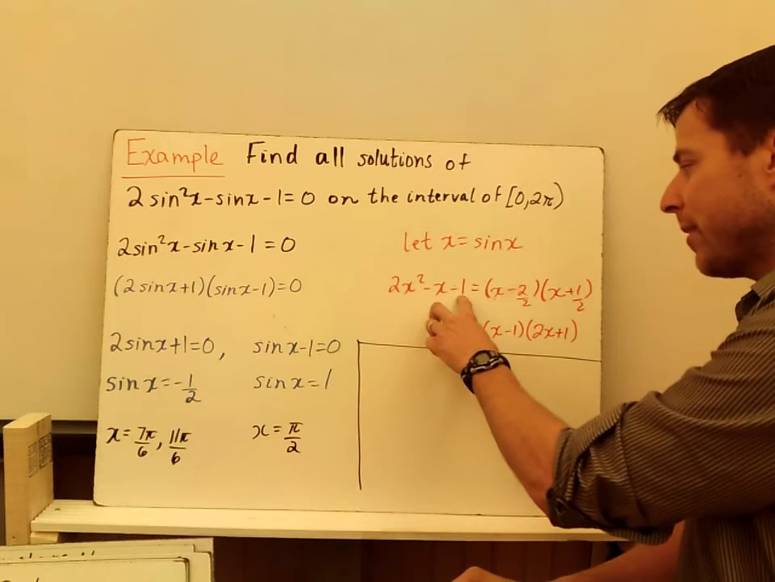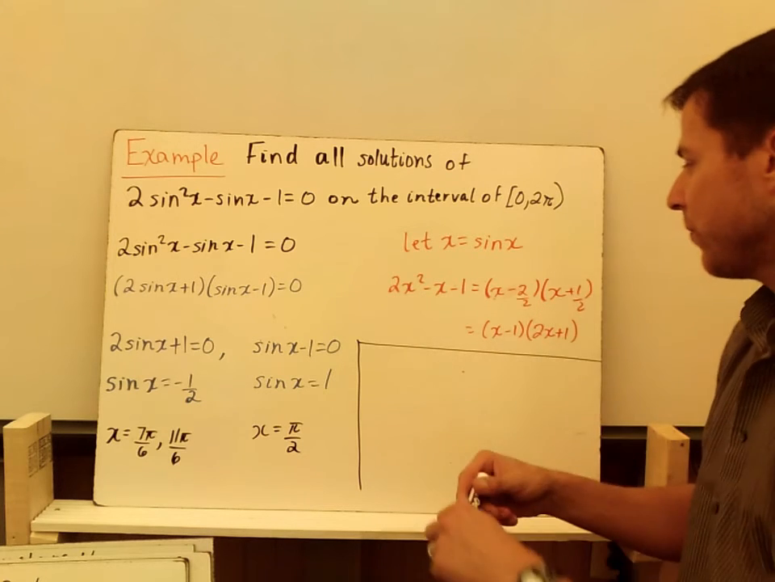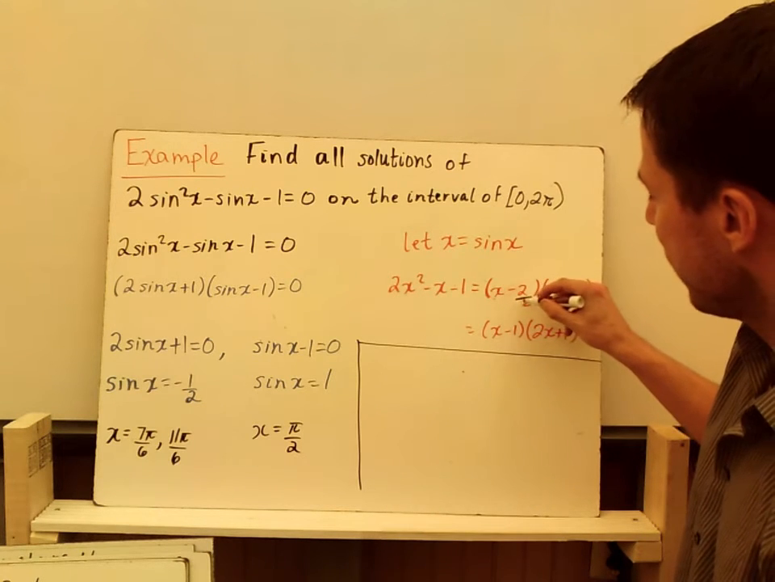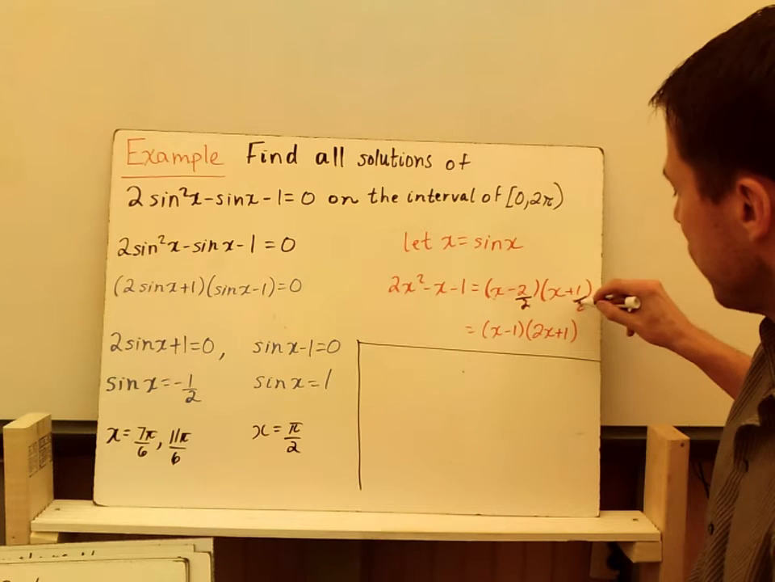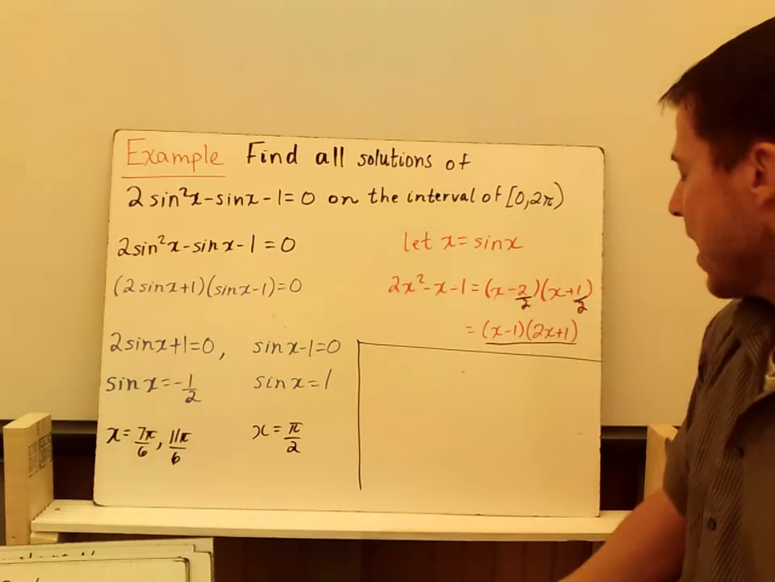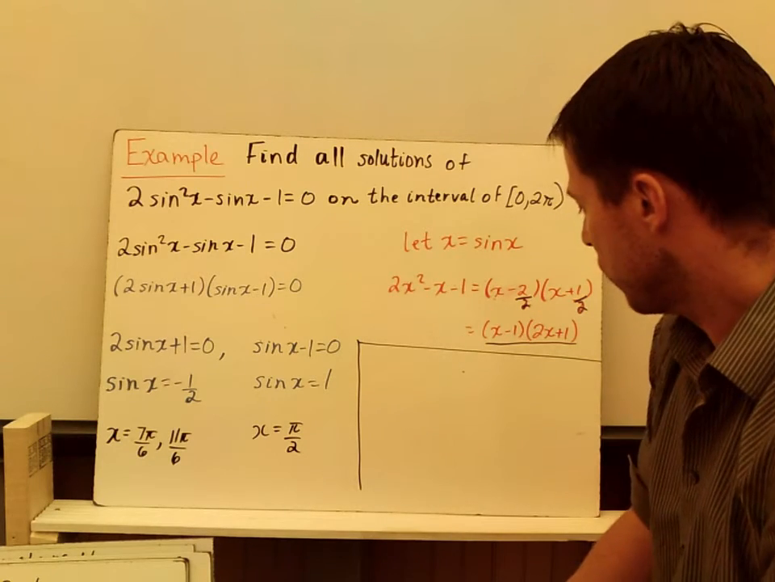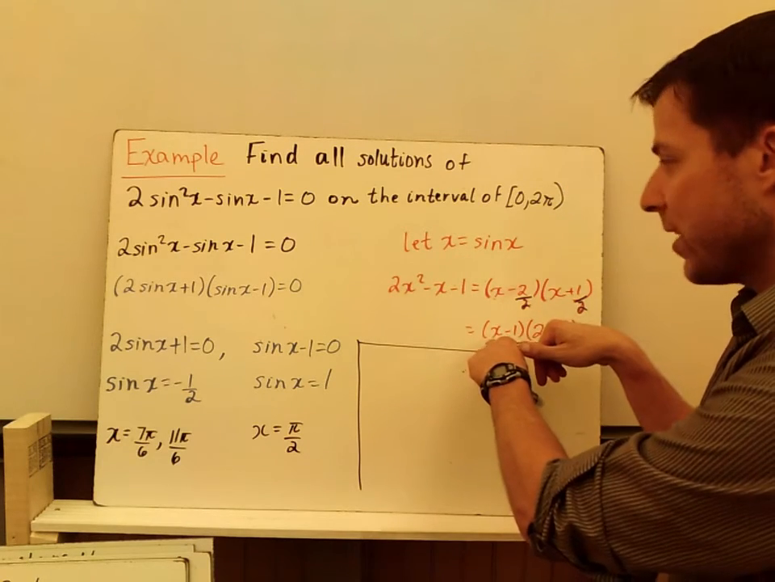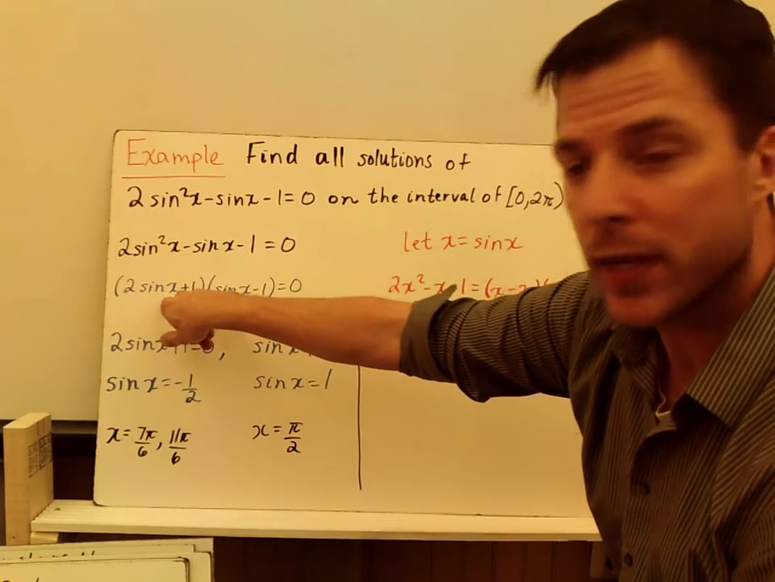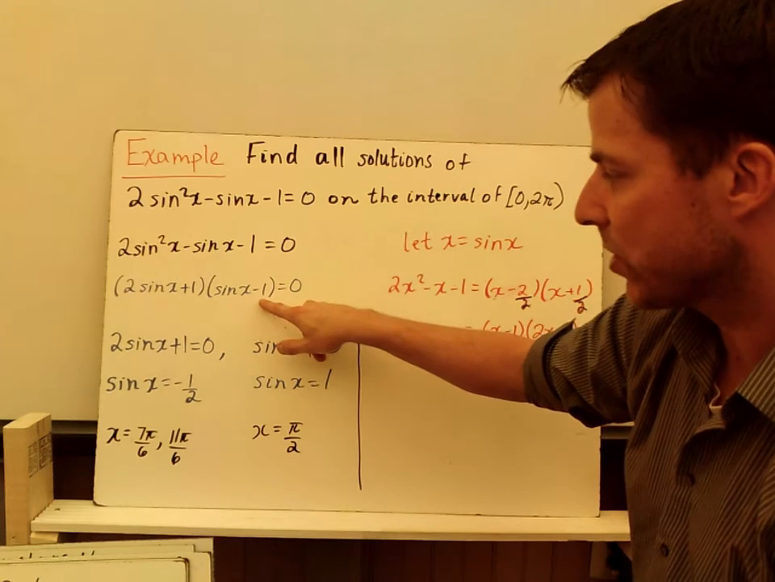2 numbers that multiply to be negative 2 and add to be negative 1 are negative 2 and positive 1. Then I divide each constant here by 2 and simplify, so I get x minus 1 and 2x plus 1. So that's a factoring technique that you should know from Algebra 2. So my x here is sine, so I go ahead and plug those back in. So I get 2 sine of x plus 1 times the quantity sine of x minus 1.